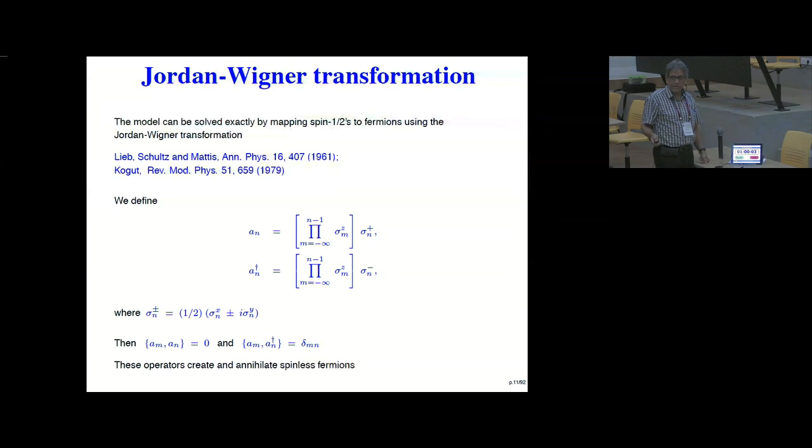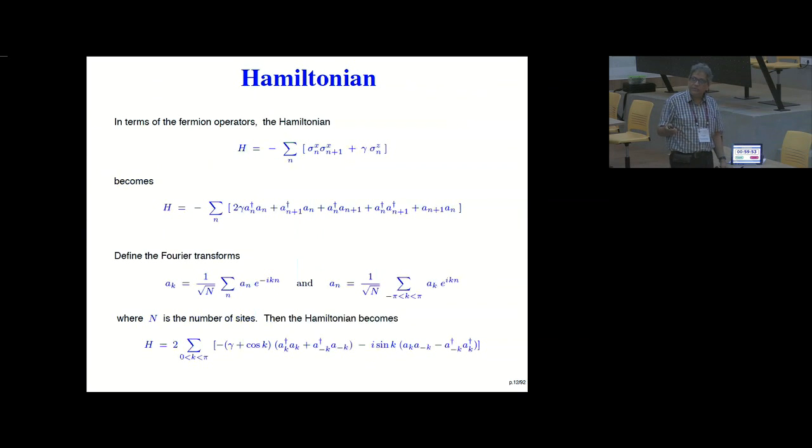So these operators create and annihilate spinless fermions. I've also now gone over to second quantized notation. Now in terms of the fermion operators, you can take this Hamiltonian and you discover that it has this form. That's actually a simple calculation to do. You notice there are various kinds of terms here. There are terms like a dagger a at the same site. So these are on-site terms, chemical potential kind of terms, just counting the number of fermions at the site.